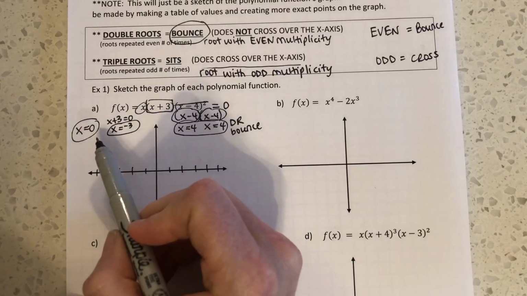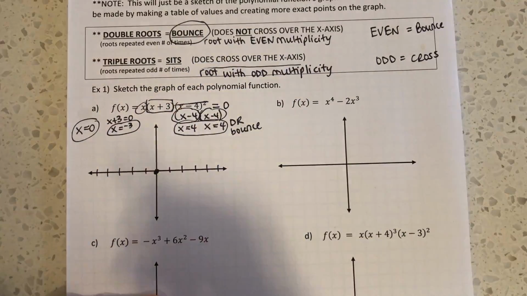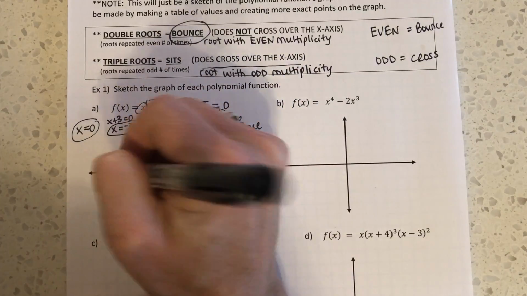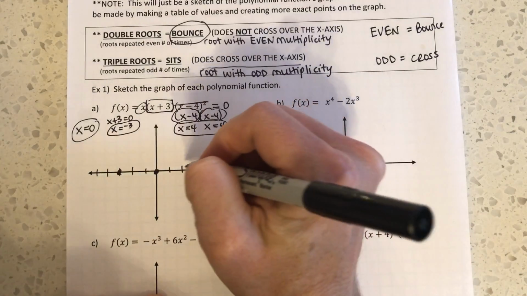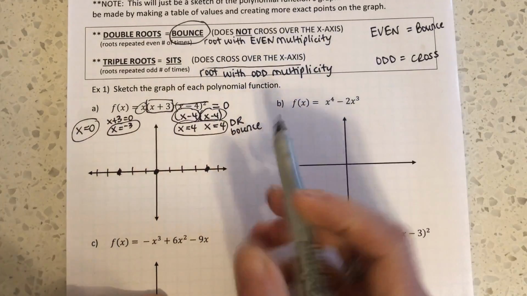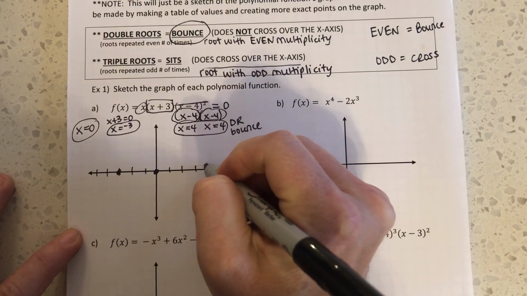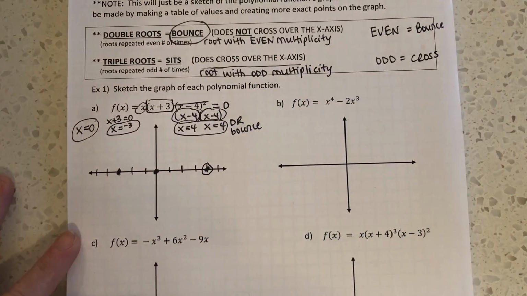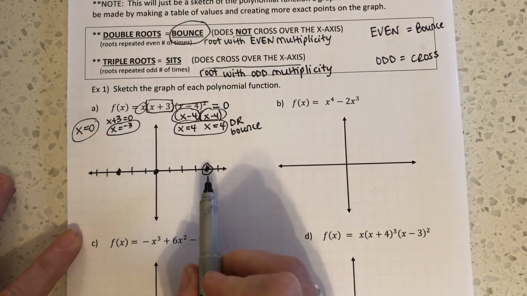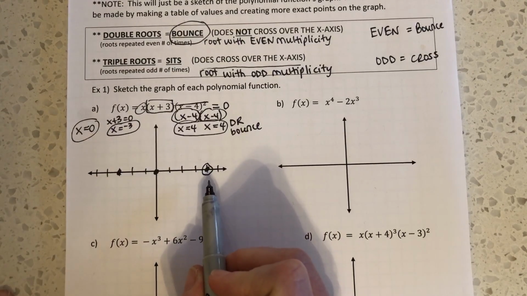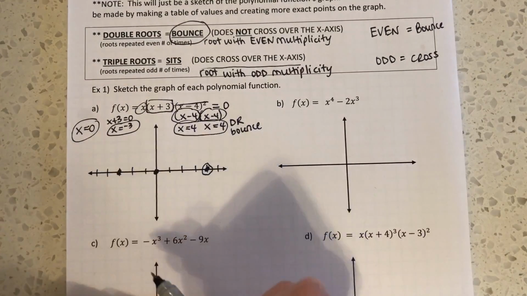All right, so we have an x-intercept at 0, we have an x-intercept at negative 3, and we have an x-intercept at 4, but it is repeated two times. So I put a little circle around it to remind myself that something special is going to happen when we get to that x-intercept. Okay, now let's determine the end behavior.